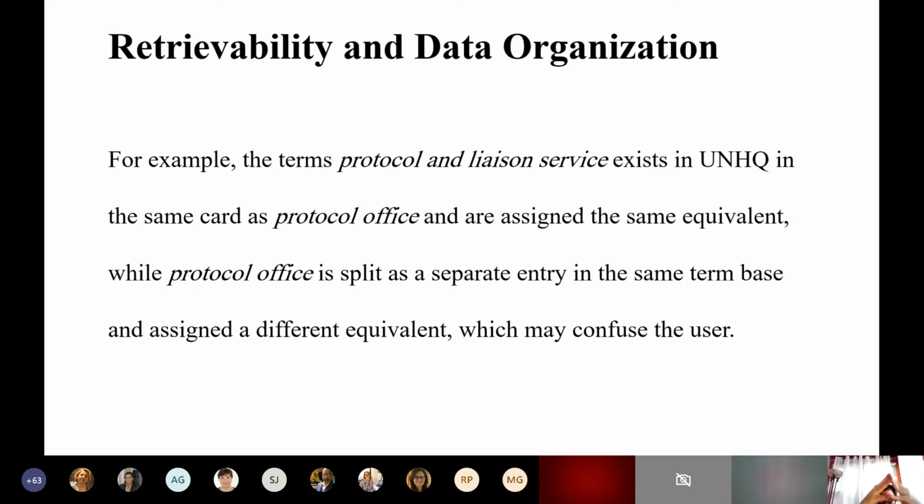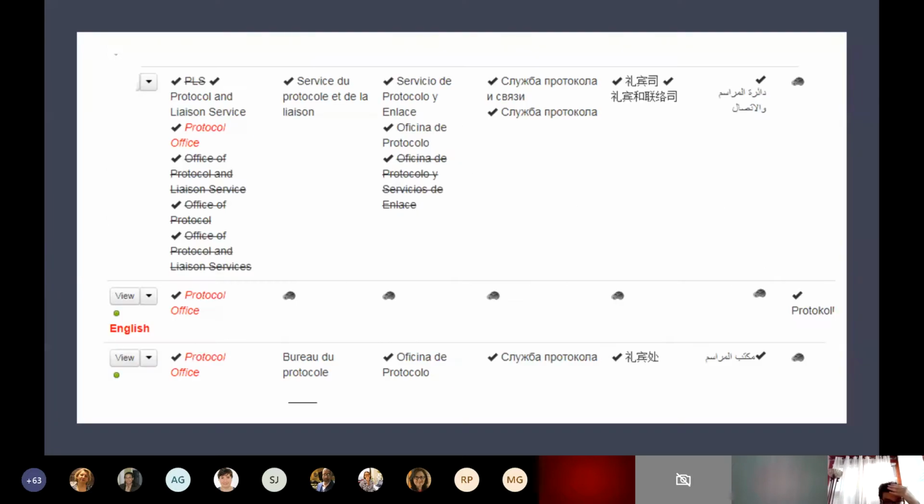An example is the term protocol and liaison service, which exists in UNHQ in the same card as protocol office, and they are assigned the same equivalent. While protocol office is split as a separate entry in the same term base and assigned a different equivalent. Like you can see, we have protocol and liaison service and protocol office, which are grouped in the same card, and here protocol office is separated and is assigned a different equivalent. This could also be confusing.